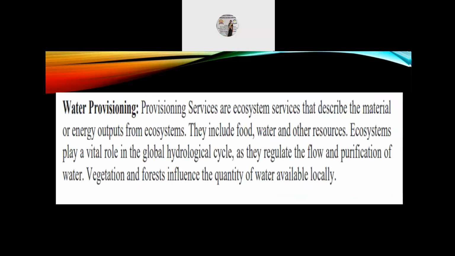The last topic is water provisioning. Provisioning services are ecosystem services that describe the material or energy outputs from ecosystems. They include food, water, and other resources. Ecosystems play a vital role in the global hydrological cycle as they regulate the flow and purification of water. Vegetation and forests influence the quantity of water available locally.